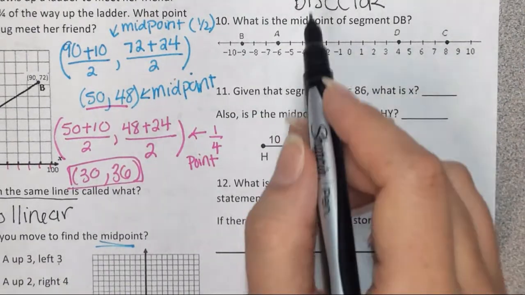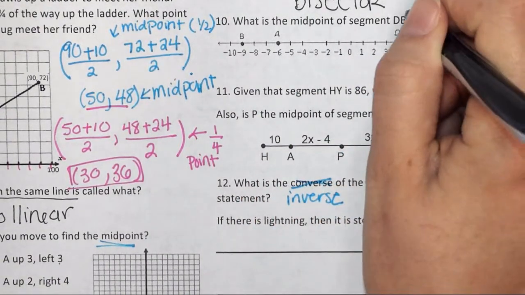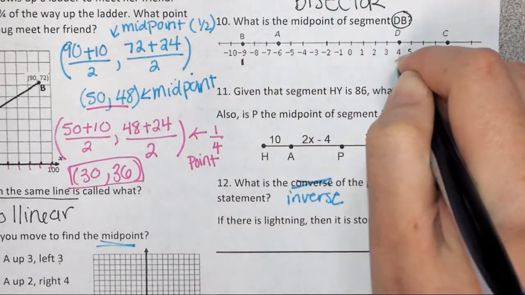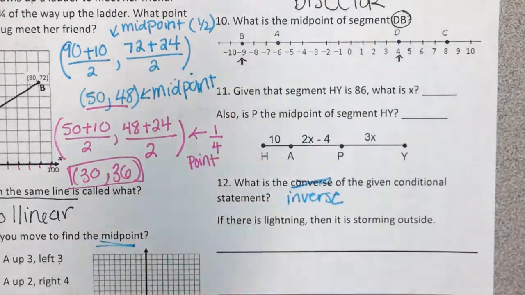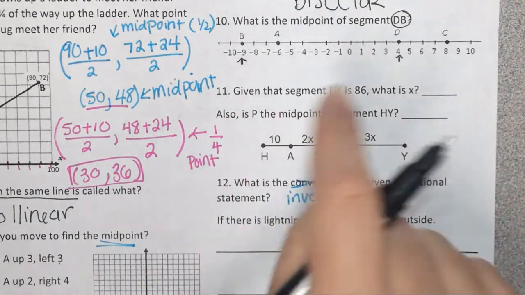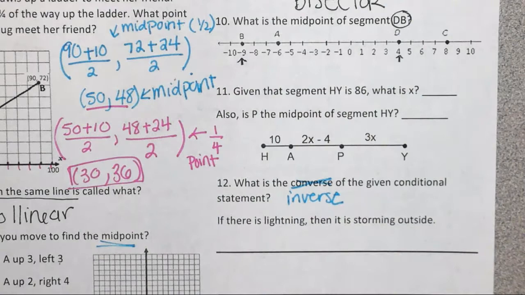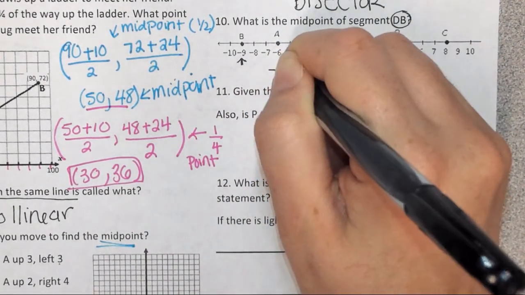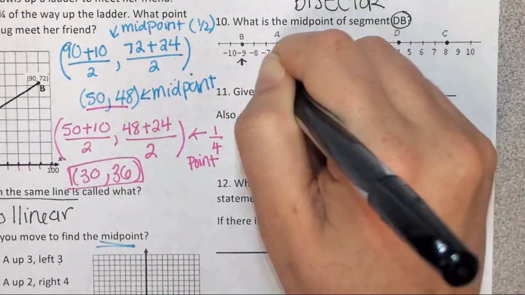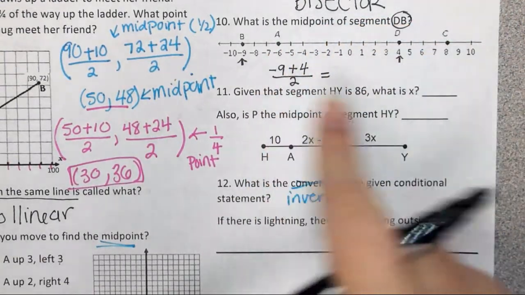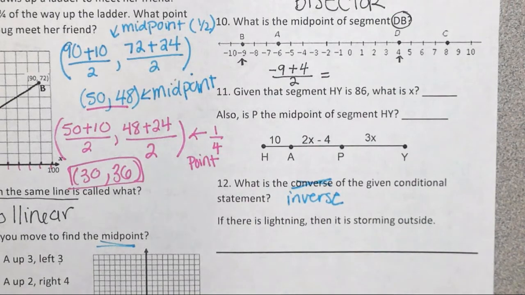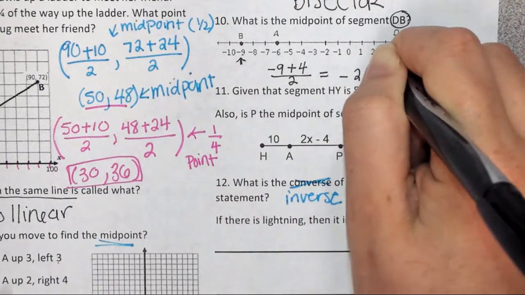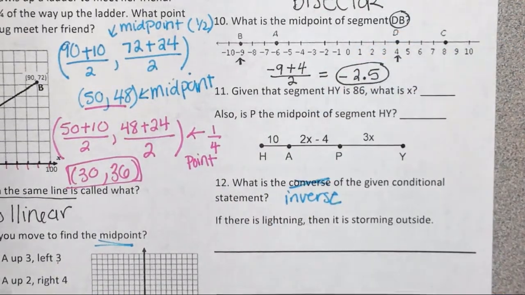Okay, number 10. What is the midpoint of segment DB? Okay, so we learned in class that when you want to find a midpoint, one of the things that you can do is take the average of those two numbers. So I would add -9 plus 4, and then divide it by 2, and that gives me -2.5 as my midpoint.